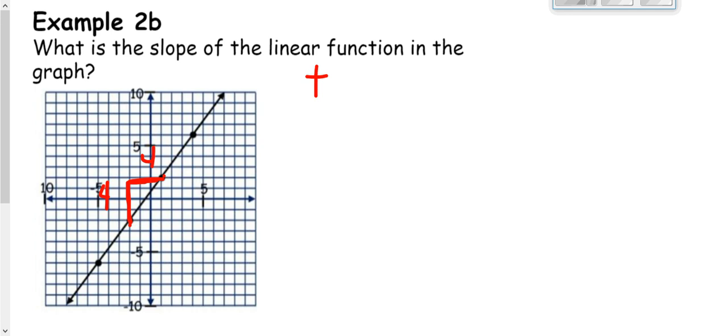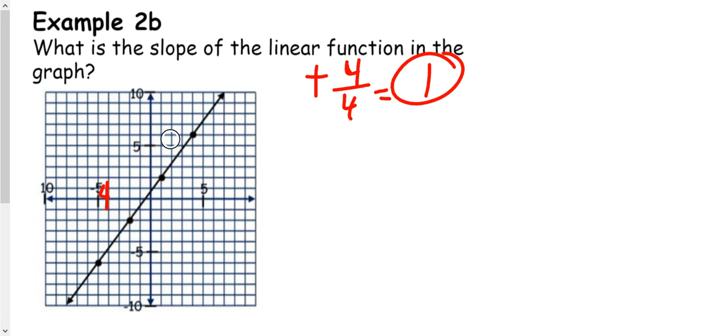So in this case, our rise over run is the same, right? We have 4 over 4, which reduces to a positive 1. Now let's see if I do the math if we get the same answer. Okay?